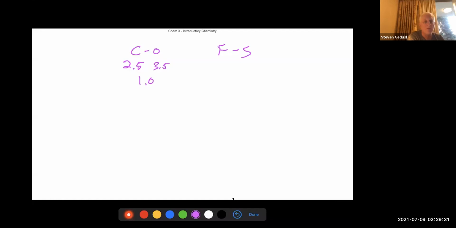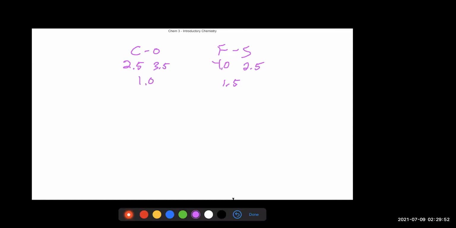The difference between this is 1.0. Fluorine is 4. Sulfur is 2.5. What's the difference? 1.5. So which bond is more polar? Fluorine sulfur or carbon oxygen? Fluorine and sulfur. Fluorine sulfur. Perfect.